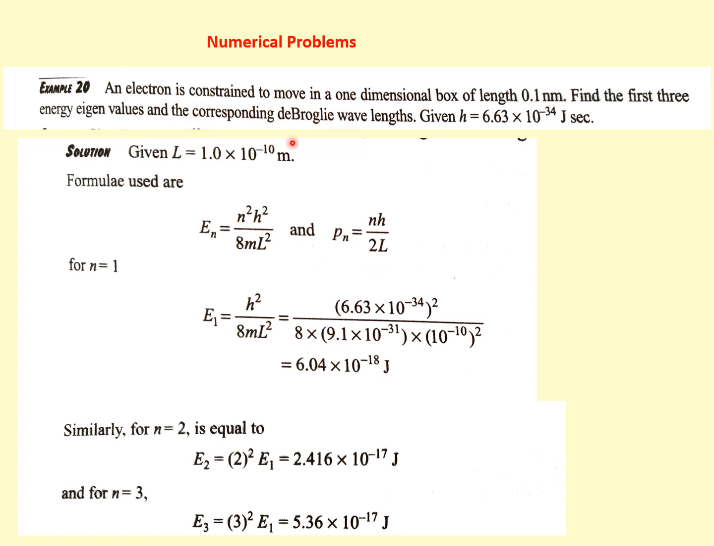Here in this example, an electron is inside a box of 0.1 nanometer. Find the first three energy eigenvalues and the corresponding de Broglie wavelengths. h is given as 6.63 times 10 to the power minus 34 joule second. So L is given, so we can find the energy En equal to n² h² by 8mL², and from here we can find E1, E2 and E3 for n equal to 1, 2 and 3. We can find the energies in joules, or if we divide by 1.6 times 10 to the power minus 19, then it will be in electron volts.